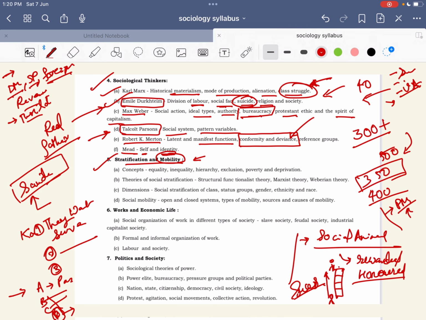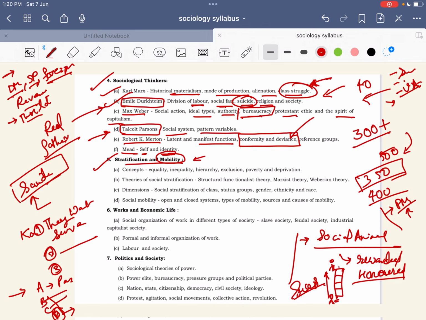Understand what I'm telling? If you close this compartment and if you close the mobility, what will happen? Chaos in the society. Then this person will rebel. Why? Because then he will say society is not fair, it is not giving me a chance to come there. So then there will be rebellion, and they will not conform to the social norms. Understand what I'm telling? So UPSC has included stratification and mobility.